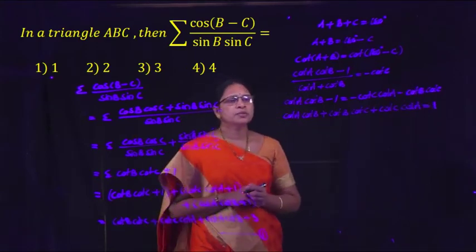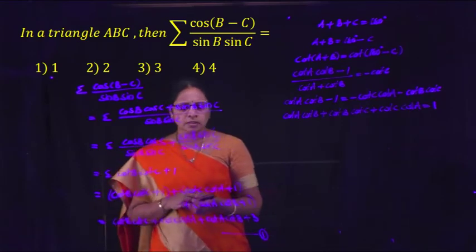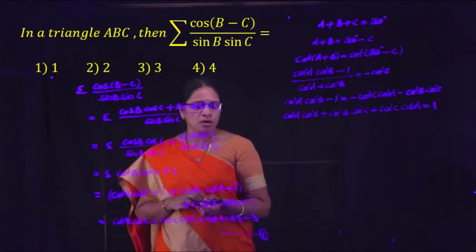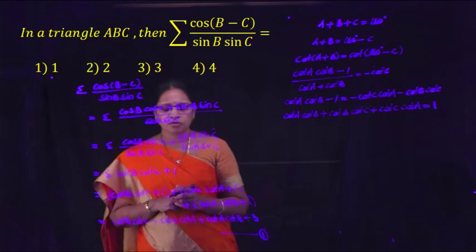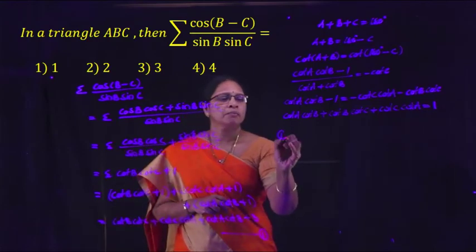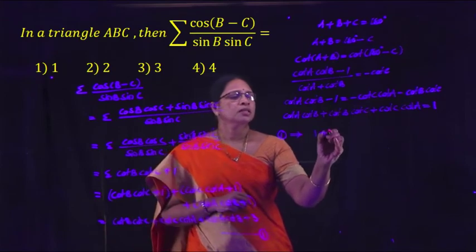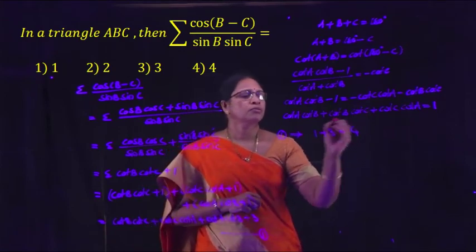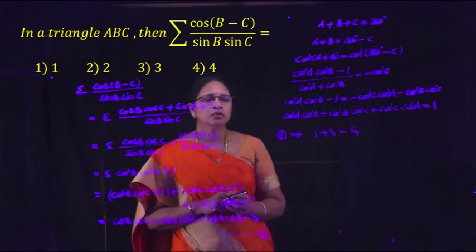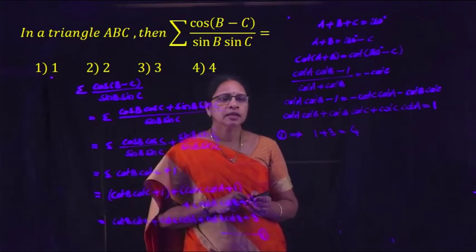Now we can substitute cot a cot b plus cot b cot c plus cot c cot a is 1 in equation 1. We have 1 plus 3 is equal to 4. Here the fourth option, 4, is the correct answer.